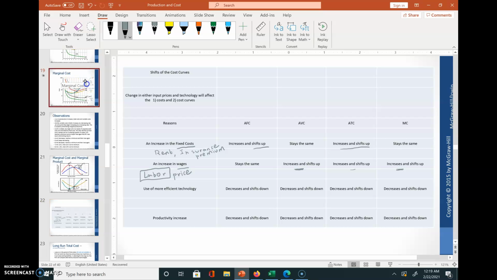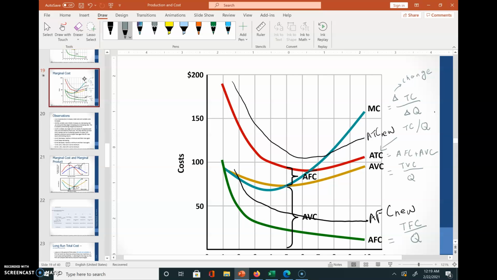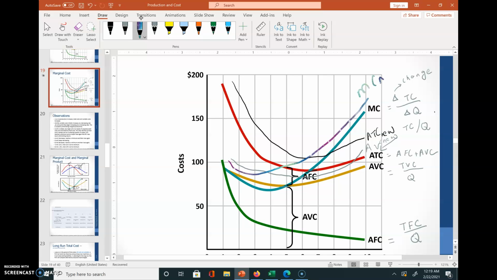Now coming back here to this graph, we might want to take a look at this here. The average variable cost curve is going to shift. Let's say this is average variable cost new, average total cost is going to shift, and the marginal cost curve is also going to shift if the cost of the variable factor of production goes up.